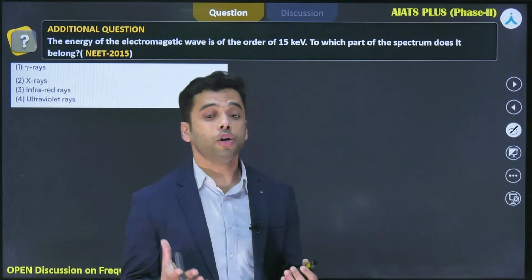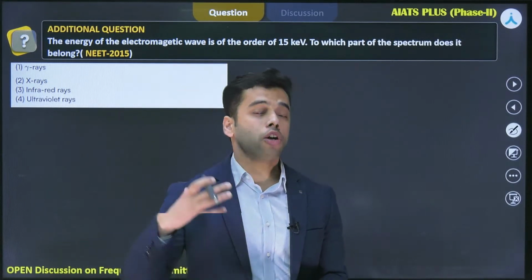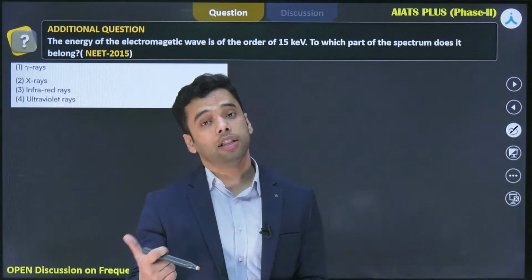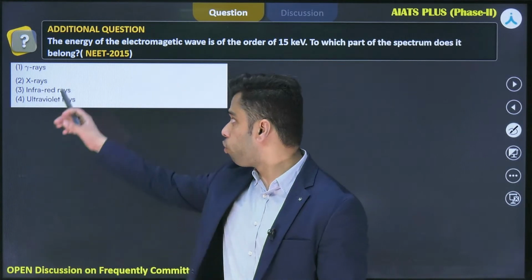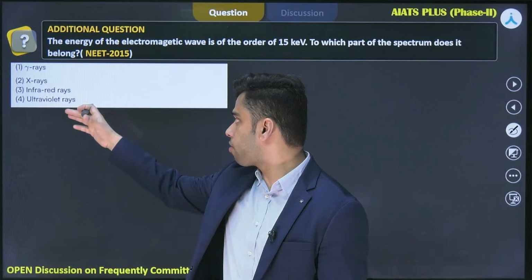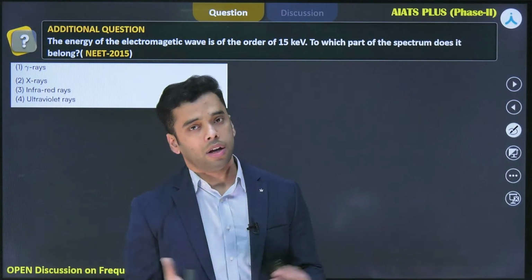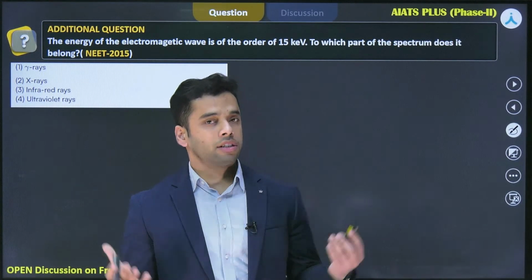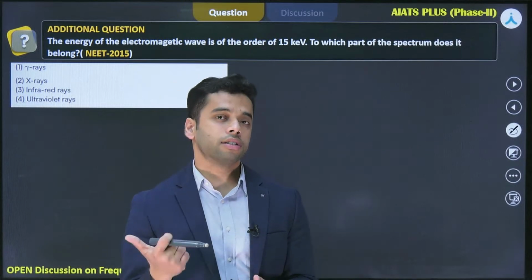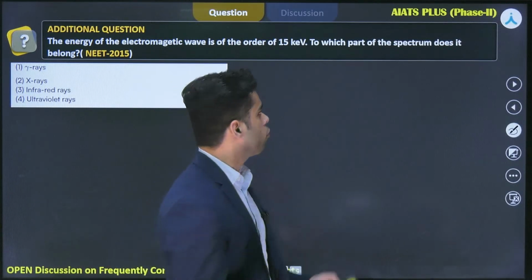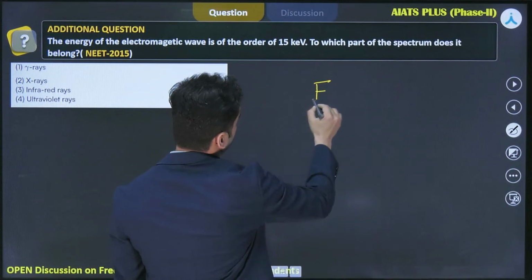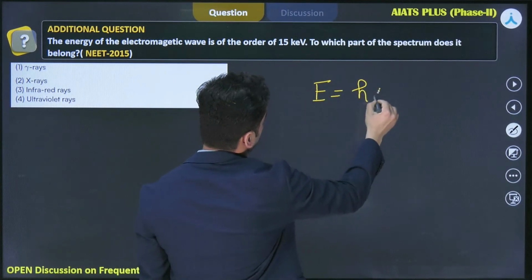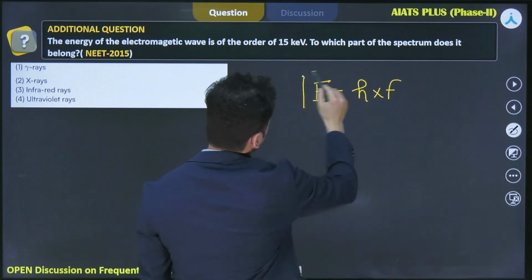So you need to figure out to which part of the spectrum this energy will belong, and you have been given 4 options: gamma rays, X-rays, infrared rays, and ultraviolet rays. Now you need to utilize the similar concept that we discussed in the previous problem, that is the energy of the electromagnetic wave E is equal to h into f. f is your frequency, right?